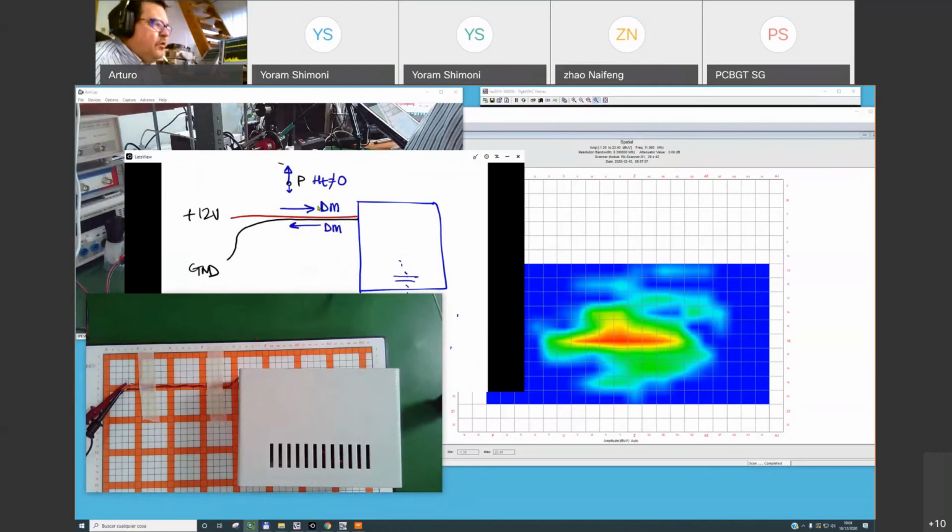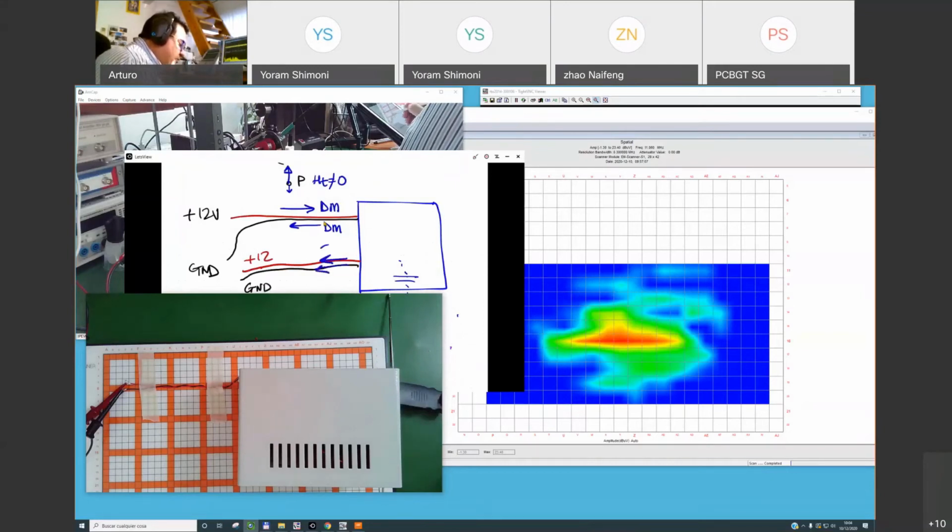But what happened with the common mode? The common mode is very, very dangerous because the loop is uncontrolled. So you have the 12 volts line, you have the ground line, and then you have common mode going in this direction. In a typical application, if common mode current is more than 10 to 15 microamps, you will fail in radiated emissions at 3 meters.